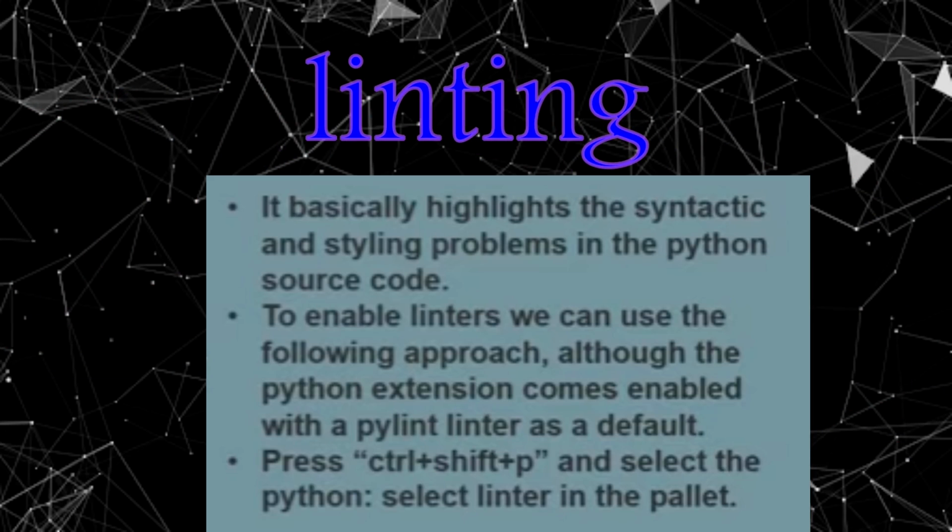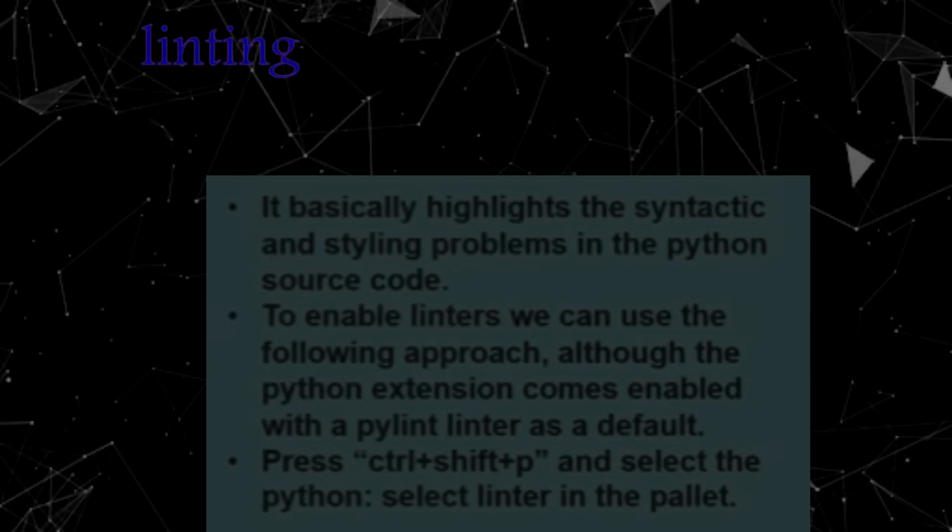So now let's get into linting. It basically highlights the syntactic and styling problems in the Python source code. To enable linters, we can use the following approach, although the Python extension comes enabled with the PyLint linter as a default. Press Ctrl plus Shift plus P and select the Python select linter in the palette.